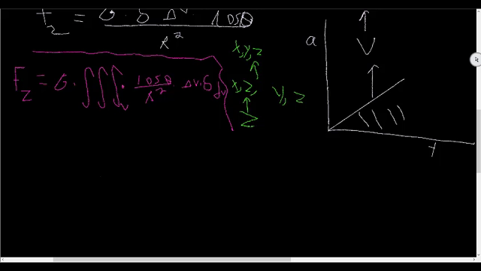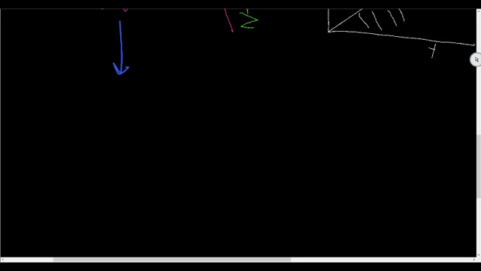Okay, so using a bunch of math, we're going to get this new formula. Just bear with me. We get the following: F of z is equal to G times, and I'm writing this really slowly, times the integral from 0 to 2 pi.